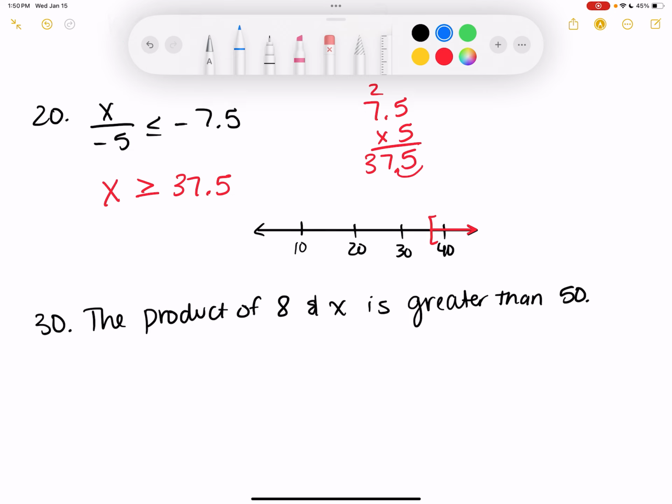Alright, so this is a throwback to chapter 1. How do I set this up? 8 times x is greater than 50. x times 8, 8 times x, it doesn't matter, it doesn't make a difference. Now they want us to solve these and then graph the solution. I'm just going to solve them because we've done enough graphing.